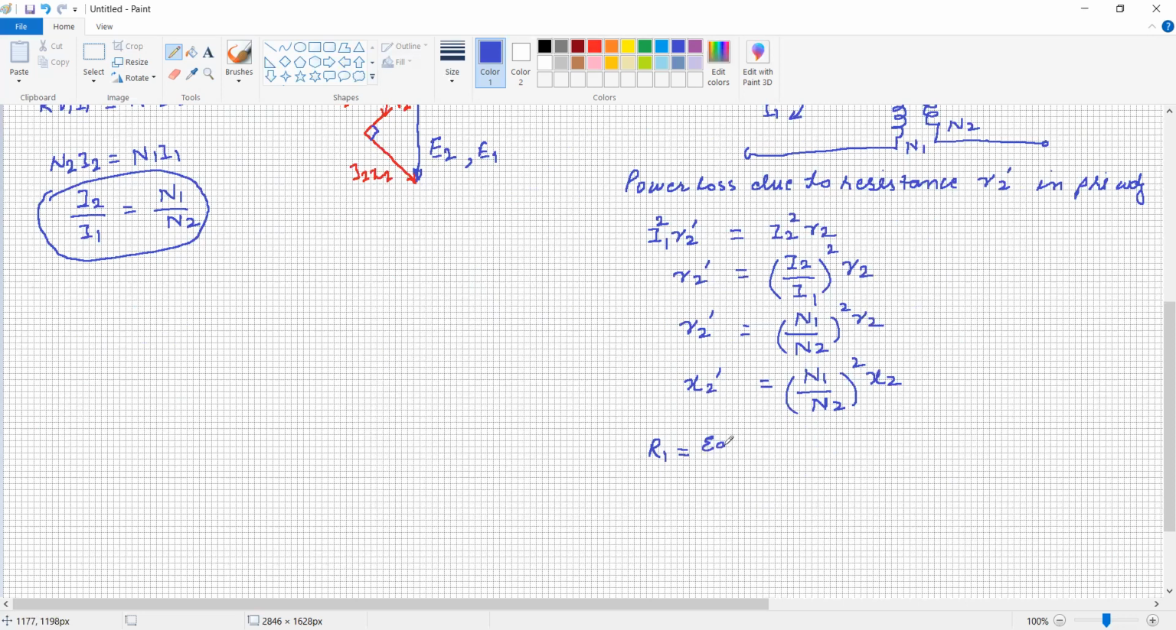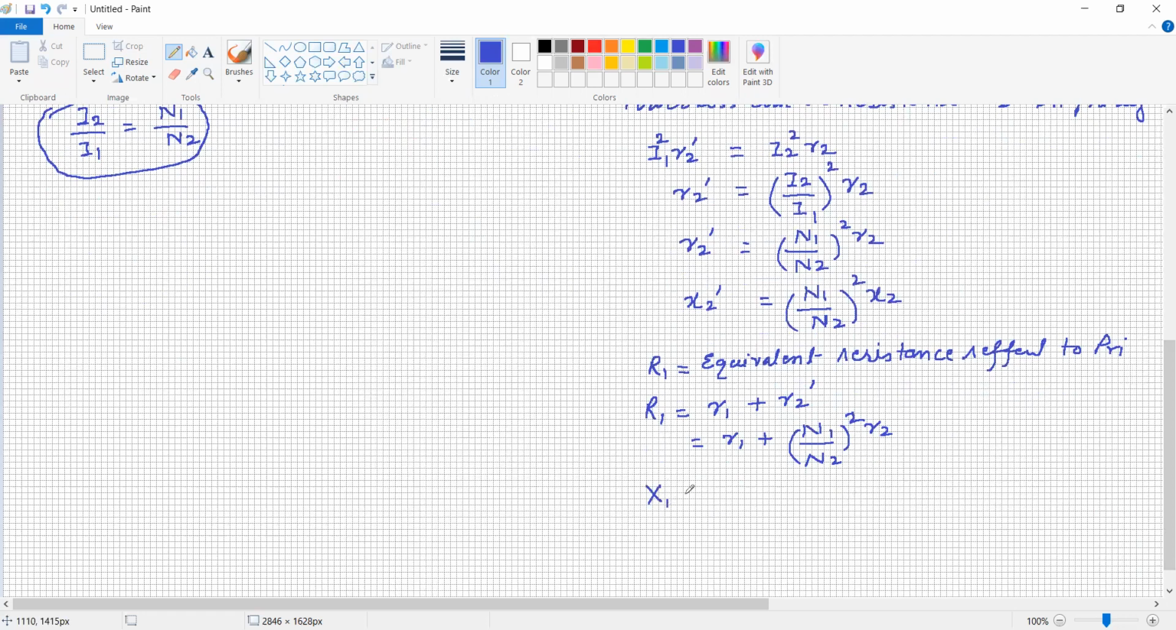So the equivalent resistance referred to the primary winding, R1, is equal to R1, the original value, plus R2 dash, which is equal to R1 plus N1 upon N2, bracket square, R2.